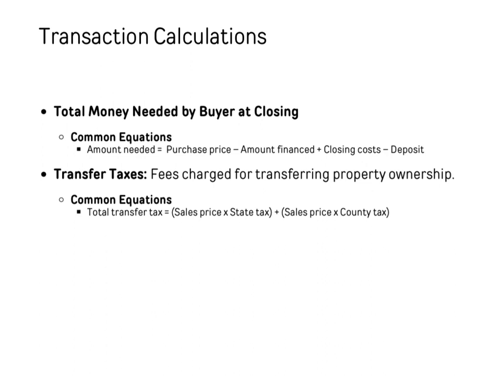Transaction calculations: total money needed by the buyer at closing. Common equations: amount needed = check, purchase price - amount financed plus closing costs, plus deposit. Transfer taxes are fees charged for transferring property ownership. Common equations: total transfer tax = (sales price x state tax) + (sales price x county tax).